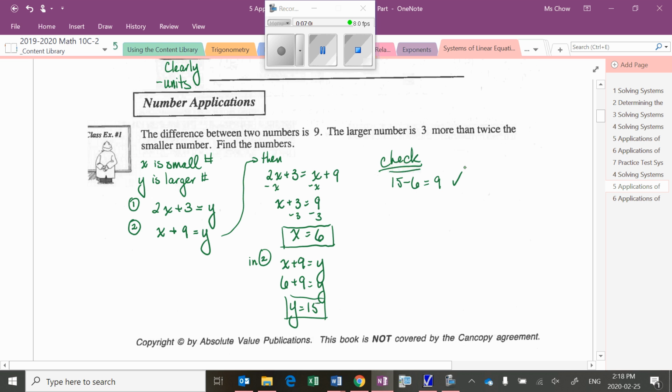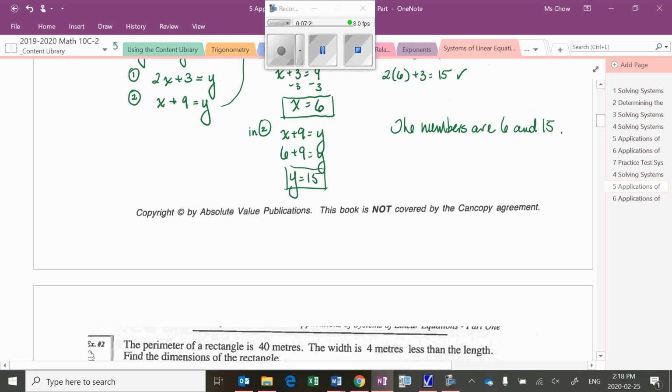The larger number is 3 more than twice the smaller number. So if I double my smaller number and add 3 to it, that is indeed 15, which is the larger number, so that works as well. Find the numbers, so I'm going to write a statement, being clear. So the numbers are 6 and 15. Excellent. Okay, let's move on.